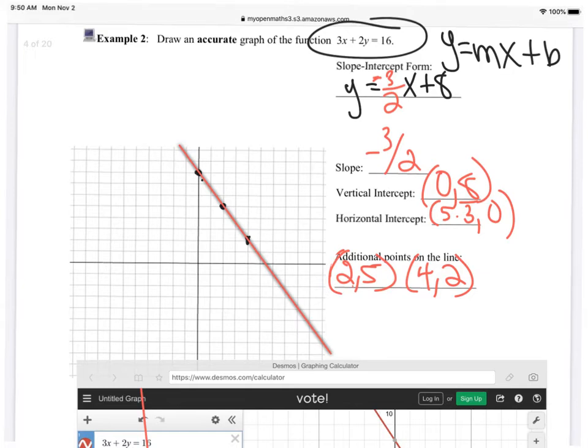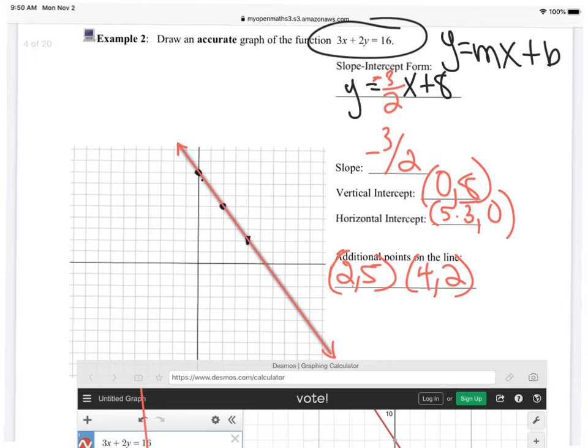All right. That's how we're going to graph those lines. We're going to pull 2 points from Desmos, and then we will graph them like that. We can find our intercepts by looking at Desmos and clicking on both the points on the axes. We can find our slope using rise over run.